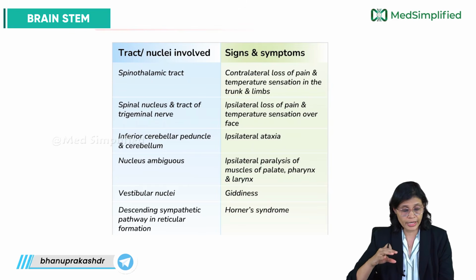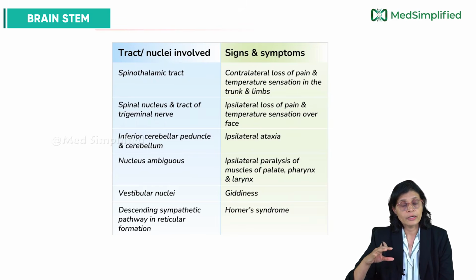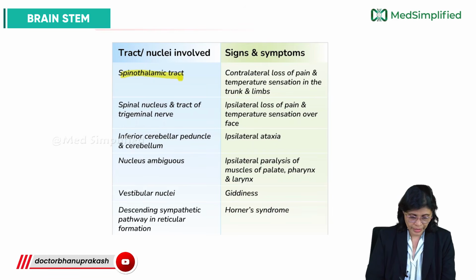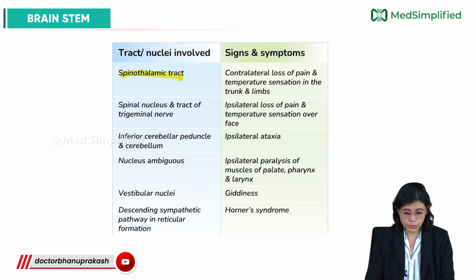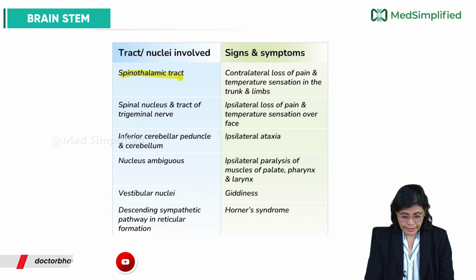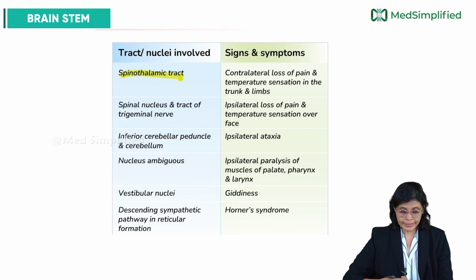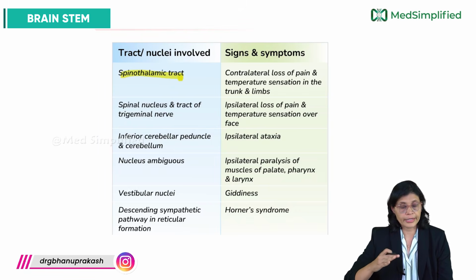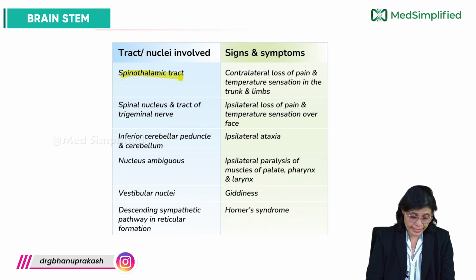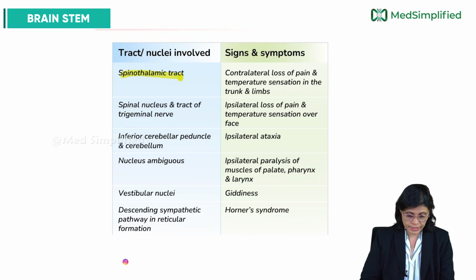Before we go into that, let's understand a few basics of whatever tracts are present there, and what can happen if a lesion happens there. We have the spinothalamic tract. What does it do? It basically carries the sensations of pain and temperature from the opposite half of the body. So if any lesion of the spinothalamic tract happens, there is contralateral loss of pain and temperature sensations.